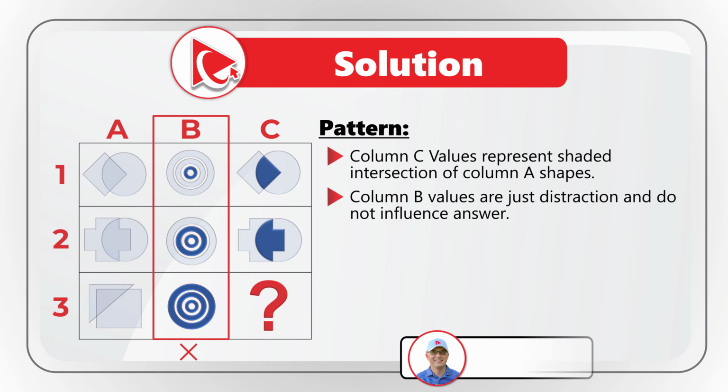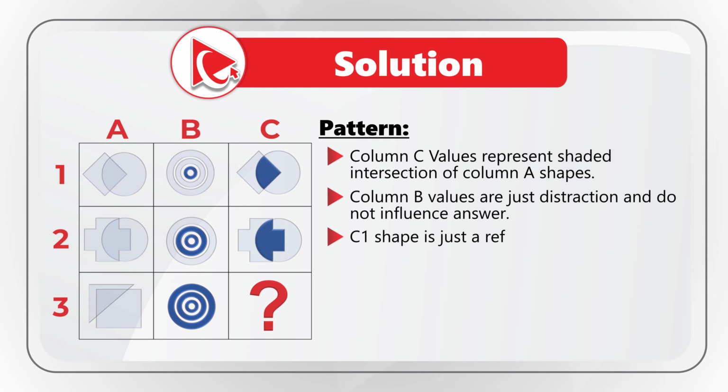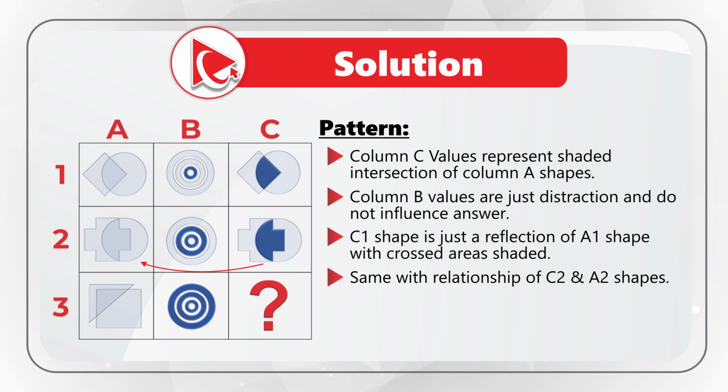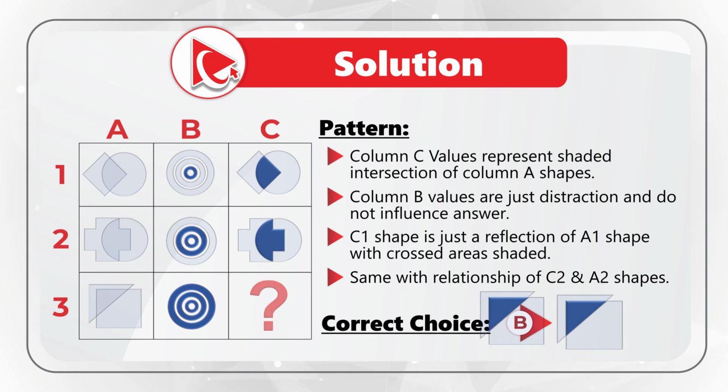For example, C1 shape is just a reflection of A1 shape with the crossed shaded areas. Same with the relationship between the C2 and A2 shapes. Considering this, the correct choice here is choice B, where triangle and square are intersecting, and there's a shaded gray area on the intersection. Do you have a better solution? Please make sure to post it in comments.